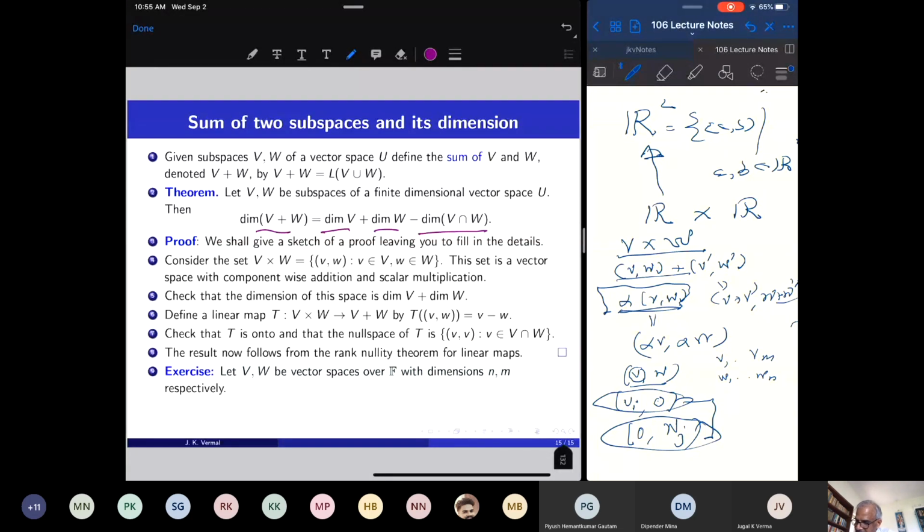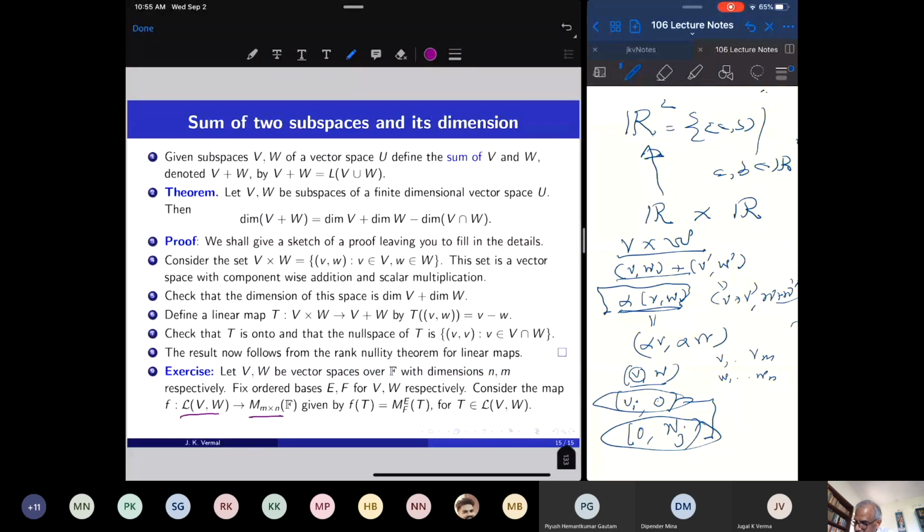Okay, so here is an exercise. Let V and W be vector spaces over F with dimension n and m respectively. Find ordered bases E and F of V and W. Consider the map from L(V, W) to this given by T goes to the matrix of T, and show that it is an isomorphism. I have indicated the proof in the earlier slide, and that shows that the dimension of the space of linear transformations from V to W is the same as the dimension of the space of m by n matrices, and the dimension of the space of m by n matrices, I know it is equal to mn.